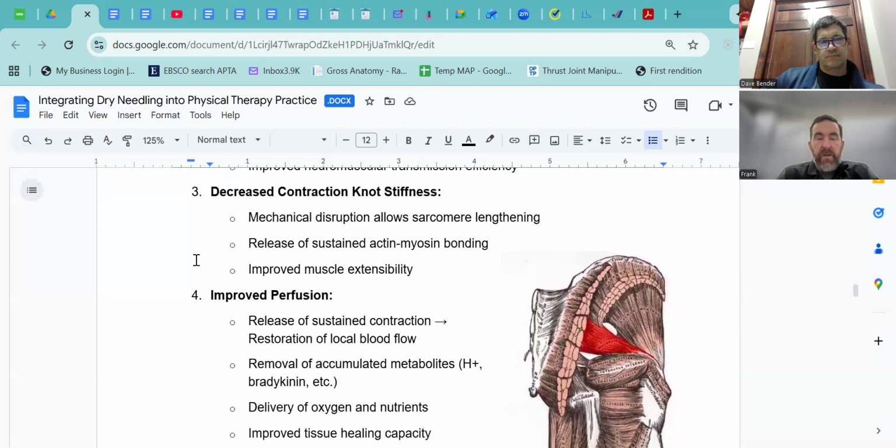With Hong's hypothesis, he talks about decreased contraction, not stiffness. So the needle provides this mechanical disruption, which allows sarcomere lengthening, the release of this sustained actin-myosin bonding, and improved muscle extensibility. As that muscle now relaxes, you get improved perfusion. The ischemia that was decreasing ATP gets released. So you have improved local blood flow and removal of all those metabolites, hydrogen, bradykinins, etc. They get flushed relatively quickly. You get fresh oxygen and nutrients coming in and improved tissue healing capacity.